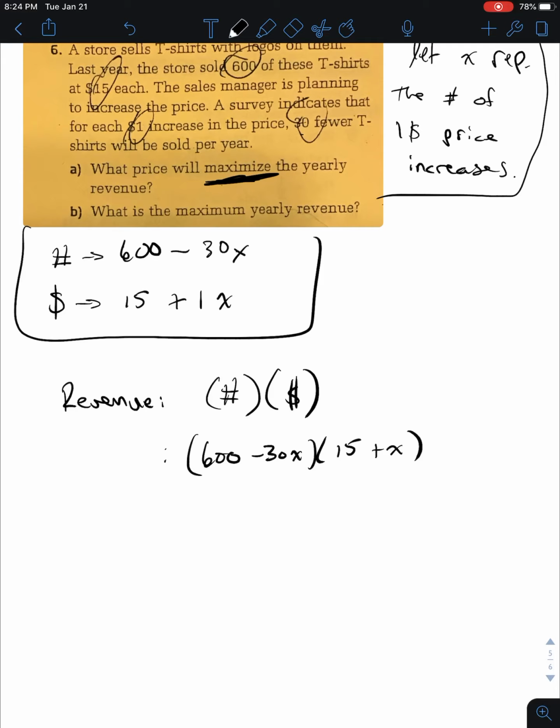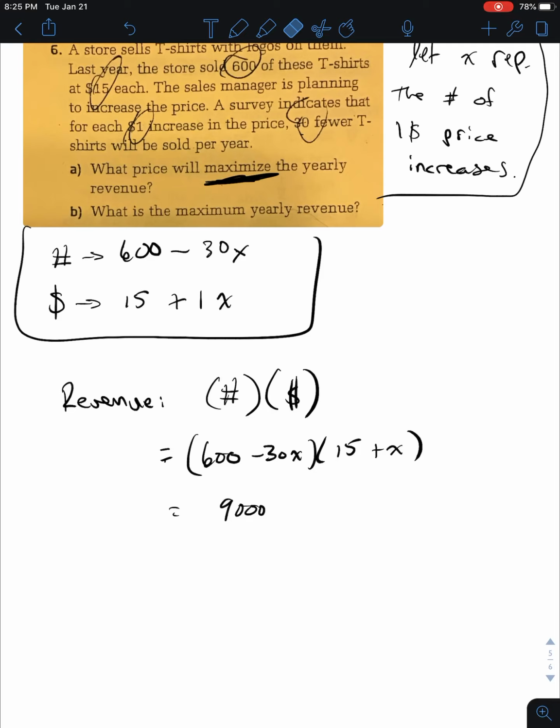So what's 600 times 15? 600 times 10 is going to be 6,000. You could think of it as 6,000 plus another half. What's another half of 6,000? 3,000. So it's 9,000.